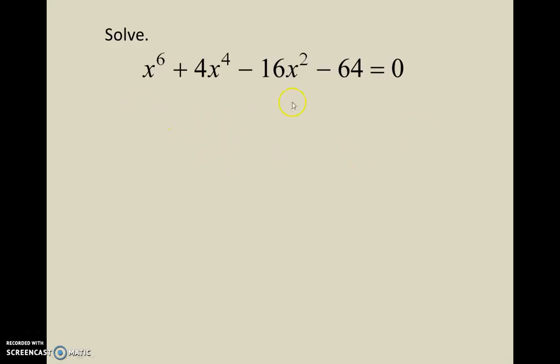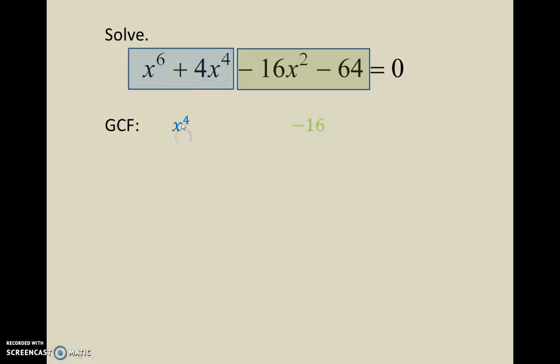So for example, in this 4-term polynomial, I'm going to group the first two terms together, x to the 6th plus 4x to the 4th, and these two terms together, negative 16x squared with negative 64. I know that there is a GCF for these two terms, and there's another GCF for these two terms. The GCF for the first two terms is x to the 4th. I can divide x to the 4th from each of these. And the GCF for the second set of terms is negative 16. I can divide negative 16 from each of these two terms.